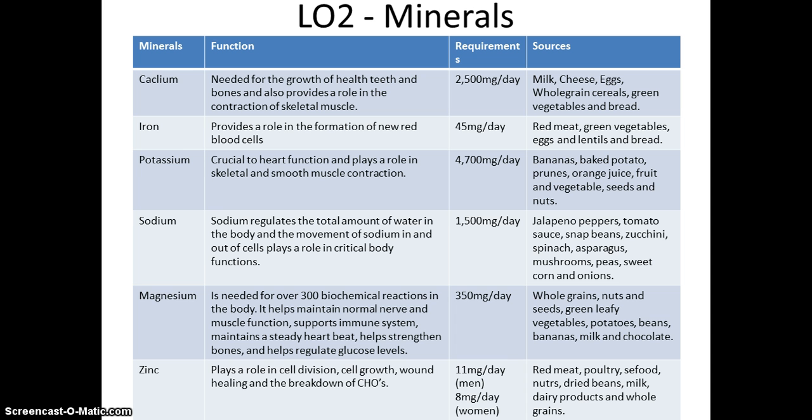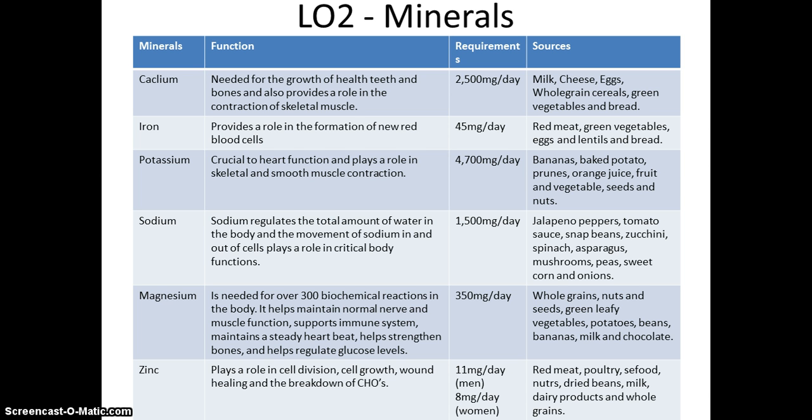I'll say so. Calcium, which is meant to say calcium, is needed for growth of healthy teeth and bones, and it also provides a role in the contraction of skeletal muscle. So think back to its job in this sliding filament theory, which we've already done a million times. Okay, again, please remember what I said about requirements a second ago. So 2,500 milligrams per day, and we can find it in milk, cheese, eggs, whole grain cereals, green vegetables, and bread.